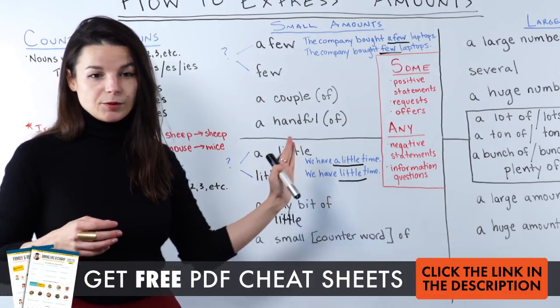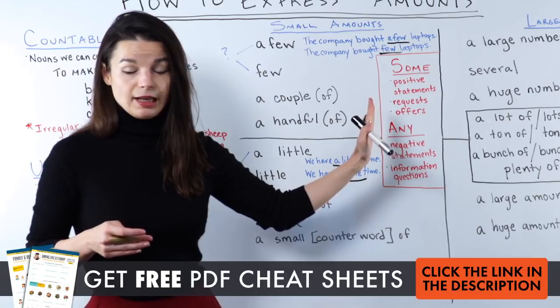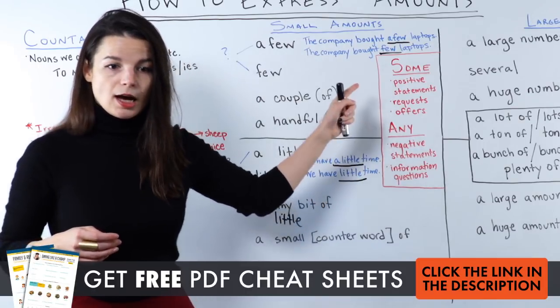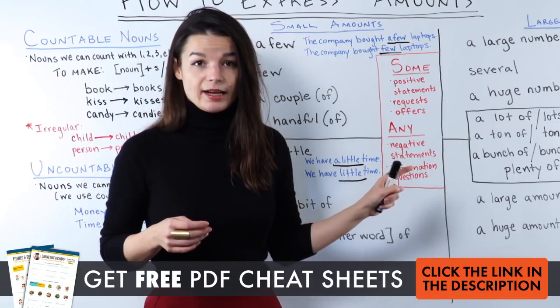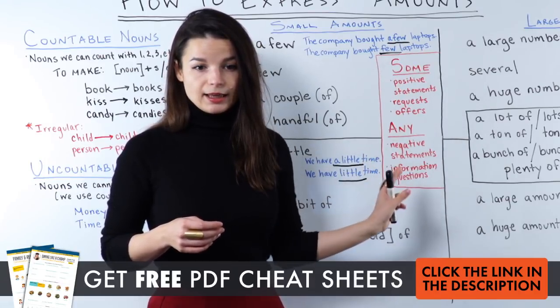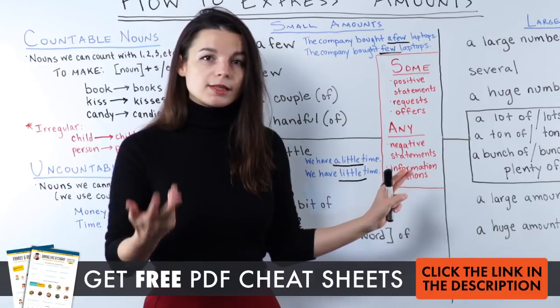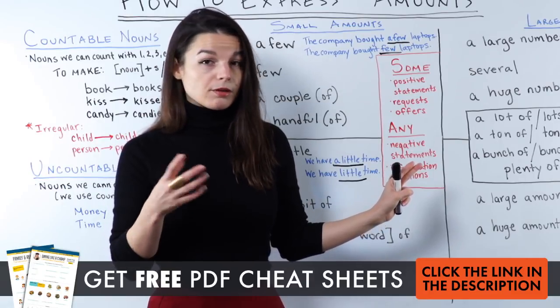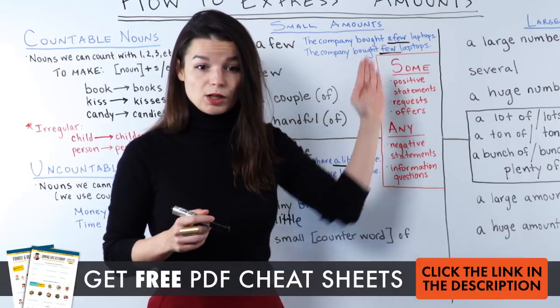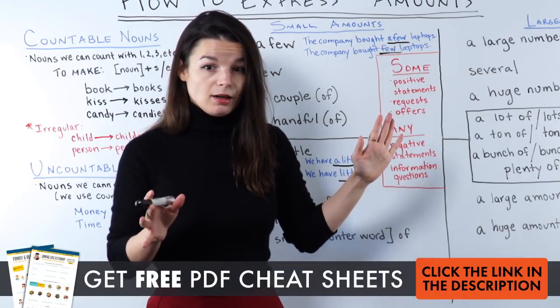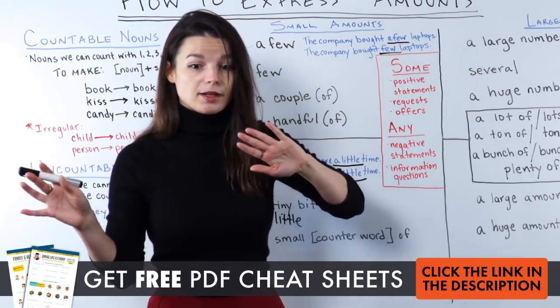I want to go to part 2.5 then, and then we'll take one more break. I want to talk about this red box here, some and any. I have some and any in this space because we use some and any with both countable and uncountable nouns. That means we can use them with both. It doesn't matter which type of noun it is.